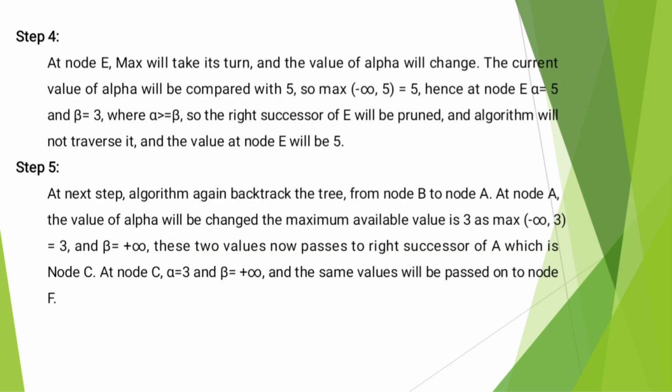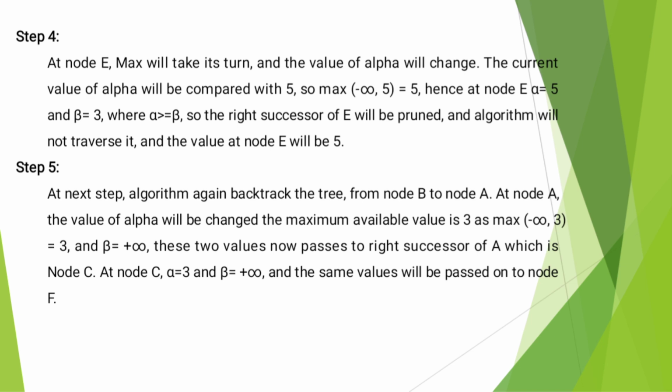Then the next step is at node E, where maximum will take its turn and the value of alpha will change. The current value of alpha will be compared with 5. So maximum of minus infinity comma 5 is equal to 5. Hence at node E, alpha is equal to 5 and beta is equal to 3. Here alpha is greater than or equal to beta, so the condition is satisfied. So the right successor of E will be pruned and the algorithm will not traverse it, and the value at node E will be 5.